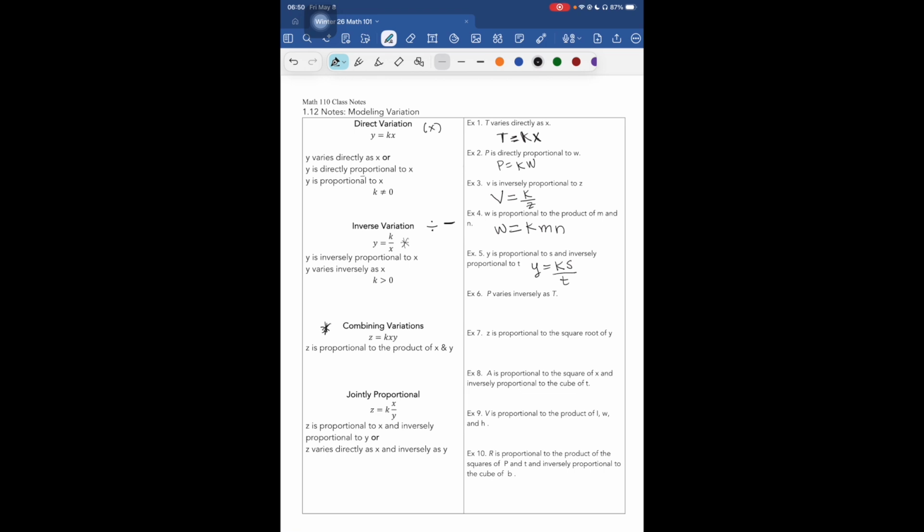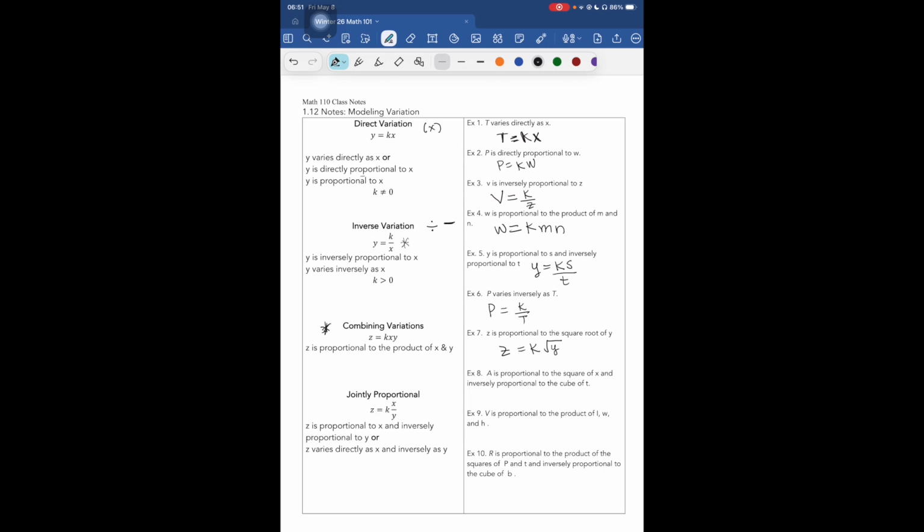Next one says p varies inversely as t. So again, our constant k is on the top, but t was inverse, so it becomes our fraction. Example 7. Z is proportional to the square root of y. Okay, proportional again tells us it's directly across. So z equals our constant k, but it's proportional to the square root of y. So right next to the k, or multiplied to the k, is the square root of y.